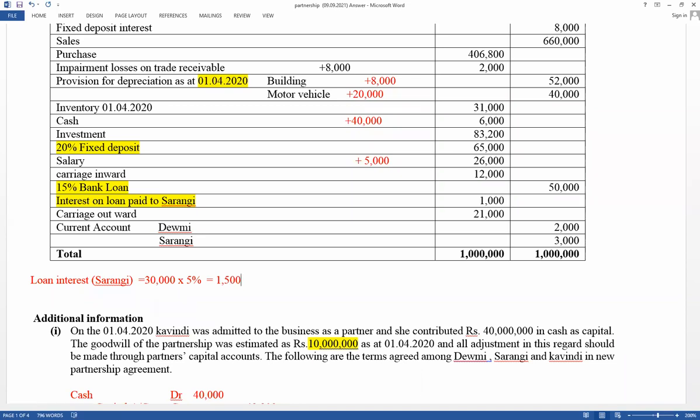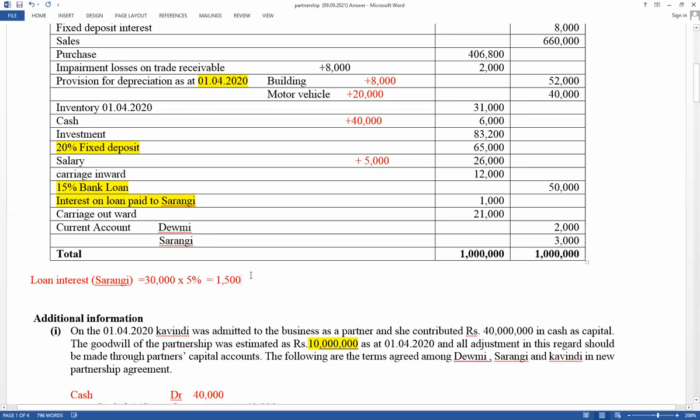This value should be considered as expense. As well as given interest on loan paid to Sarangi 1,000. Right, first one, loan should be included in non-current liability. Loan interest finance expense. And loan interest paid for partner, therefore partner's current account credit. And it has paid in cash 1,000. It should be debit separately. Difference 500 should not be recorded.